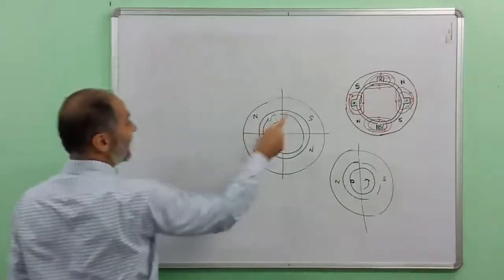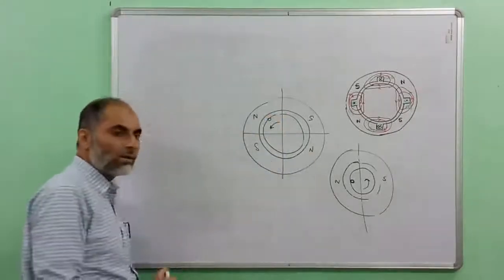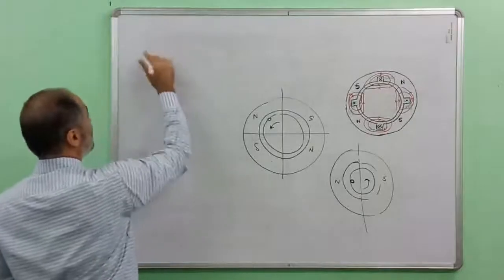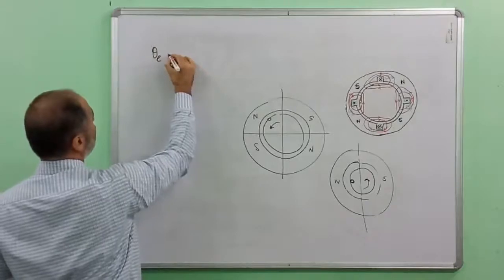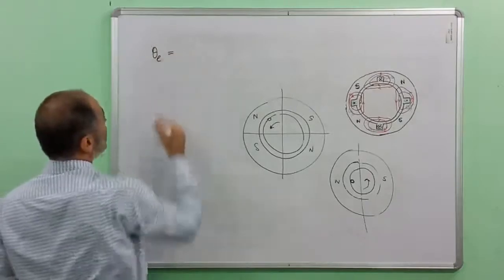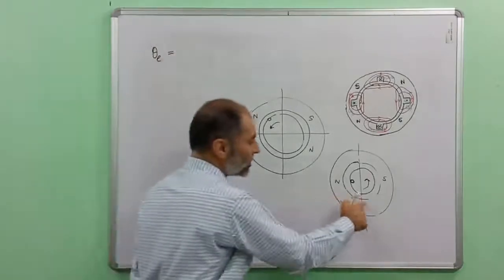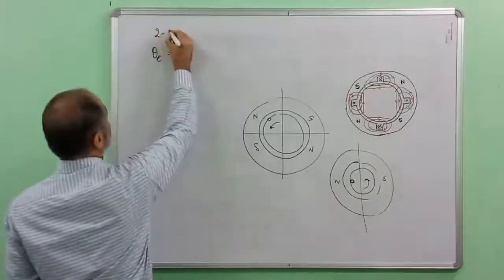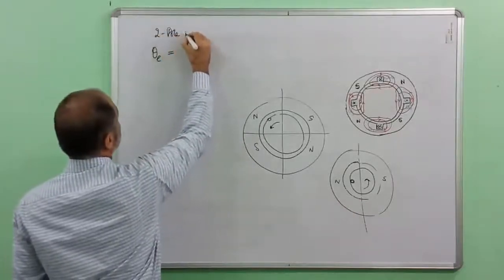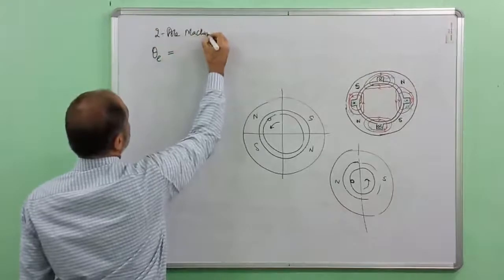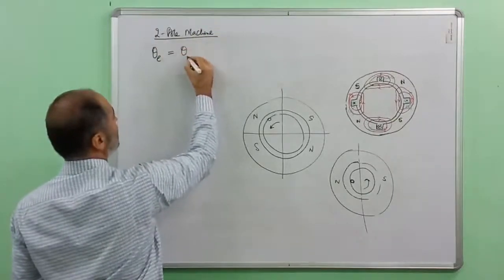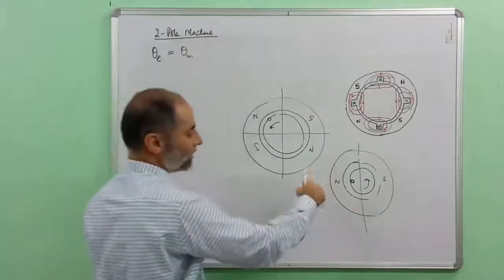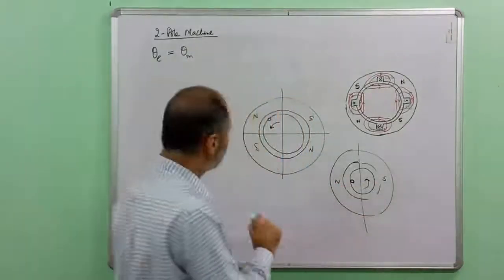We call this angle, which is measured in electrical engineering, the electrical angle. We denote it by theta E. For a two-pole machine, the electrical angle is the same as the mechanical angle, the actual angle that we measure.